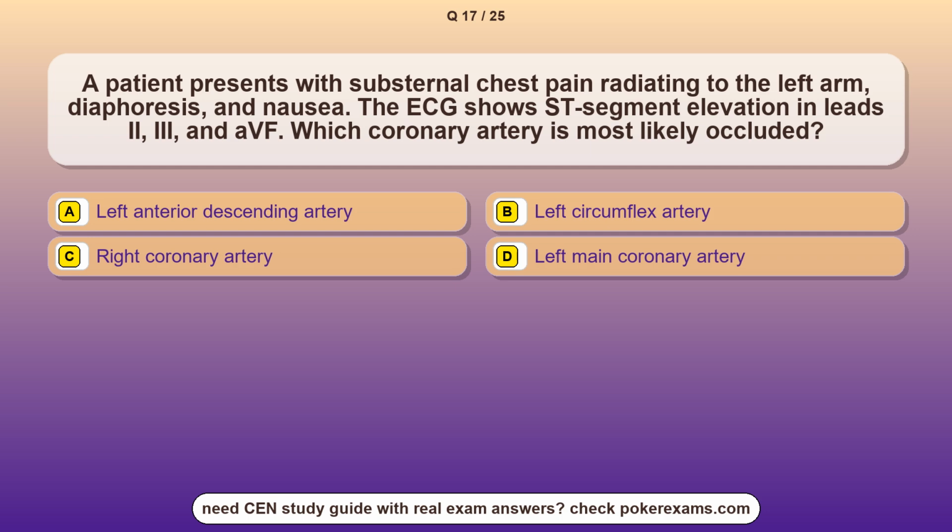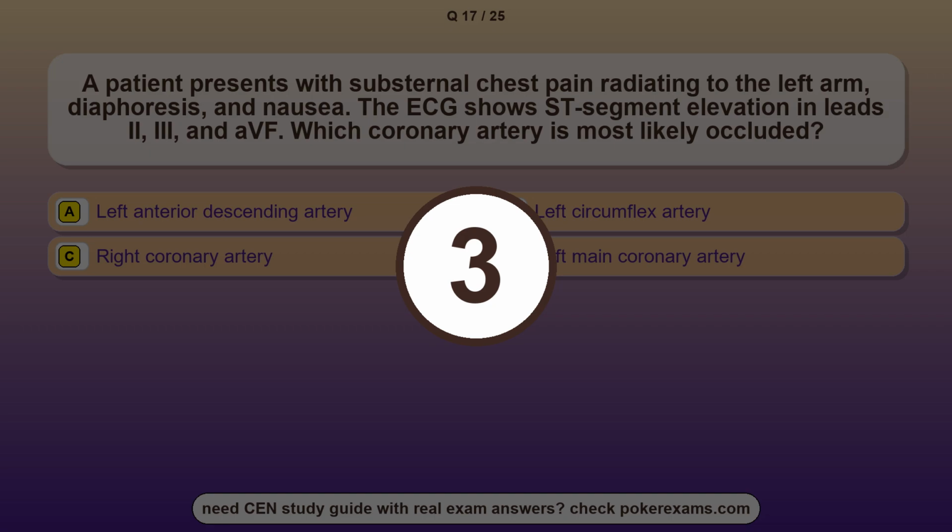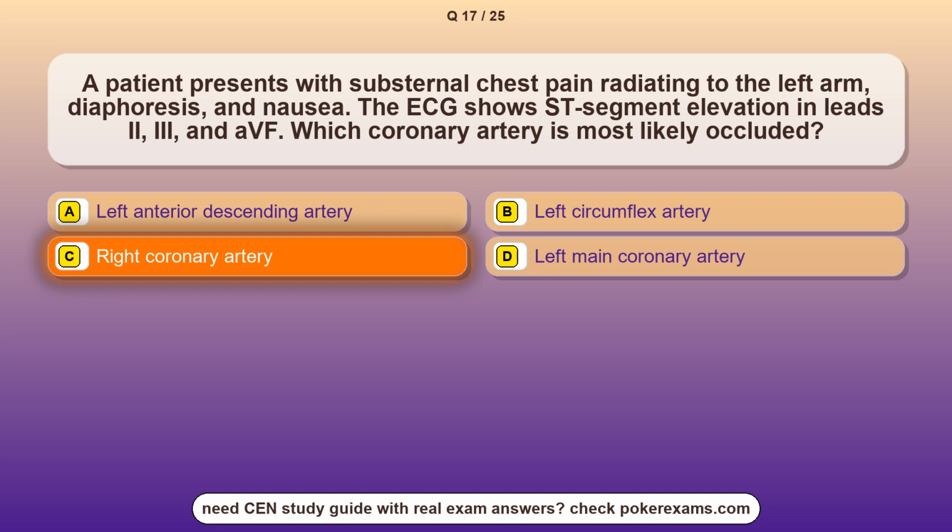Question 17. A patient presents with substernal chest pain radiating to the left arm, diaphoresis, and nausea. The ECG shows ST-segment elevation in leads 2, 3, and aVF. Which coronary artery is most likely occluded? Option A. Left anterior descending artery. Option B. Left circumflex artery. Option C. Right coronary artery. Option D. Left main coronary artery. The correct answer is option C. Right coronary artery.